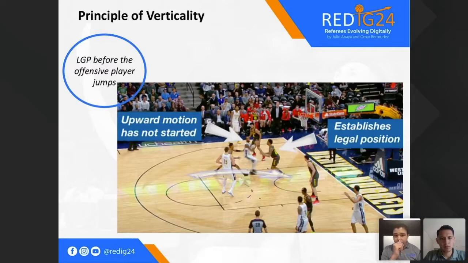We have this example, with the offensive player starting his upward motion. To be legal, the defensive player needs to be in his spot before the offensive player jumps. Later we will talk about how it's not easy to watch at the same time when the offensive player jumps and the defender is still moving. Here the angle is very important, to have both players in the same field of vision and watch both things at the same time.